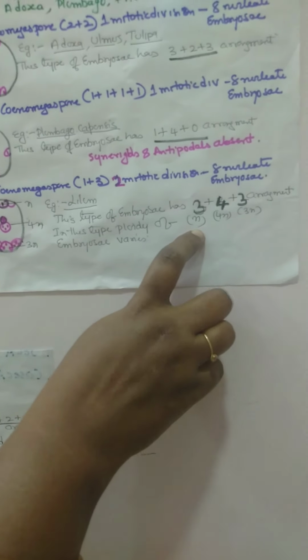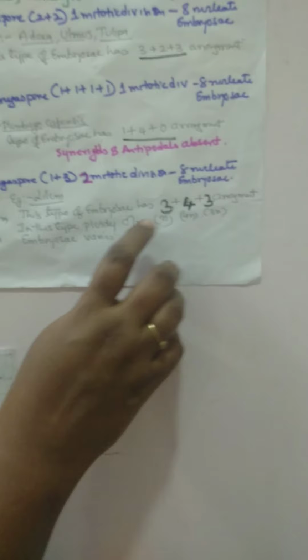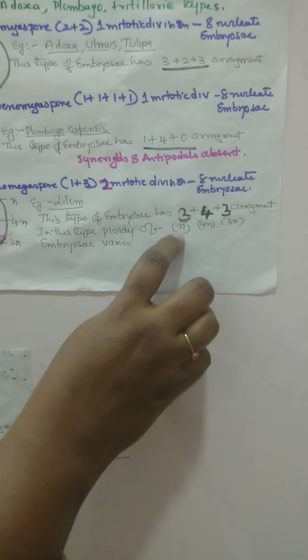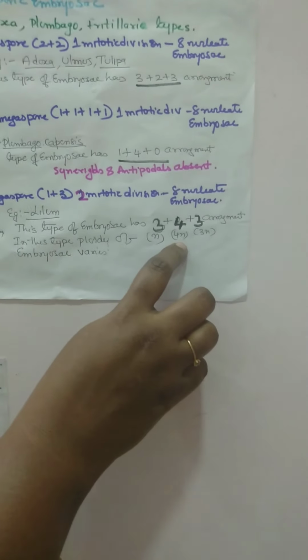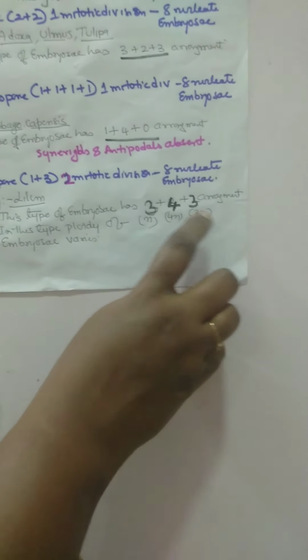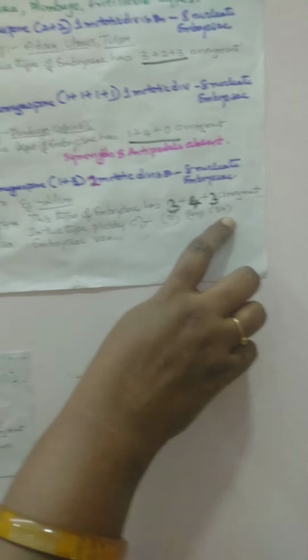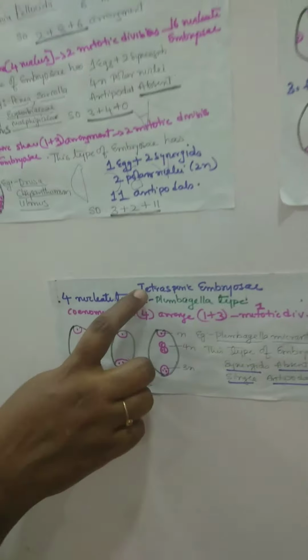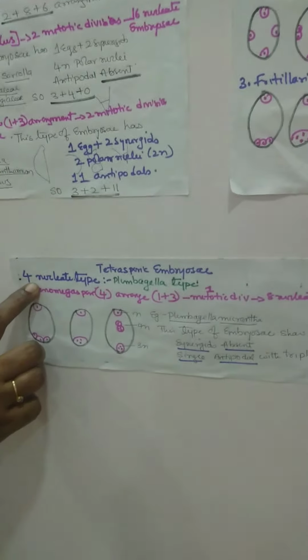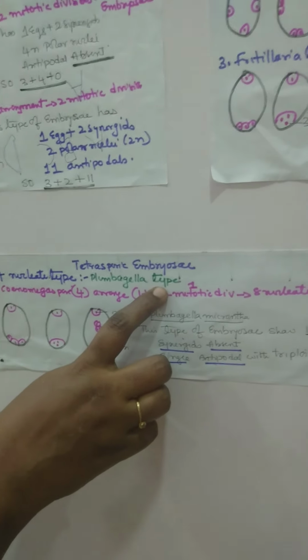Okay, here what you can observe is that in this type the ploidy varies in each of them. So we find that the egg apparatus is haploid in nature, whereas the central cell is 4 nucleate in nature, whereas the antipodals are triploid in nature. Okay, now let's move on to the last type of embryo sac, that is the tetrasporic embryo sac, which shows the 4 nucleate structure, and this was first studied in Plumbagella.